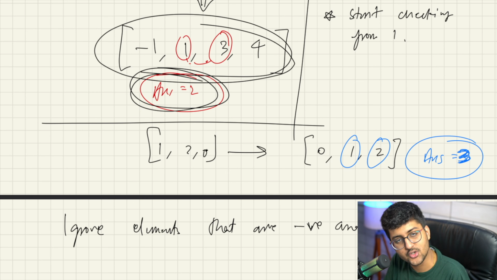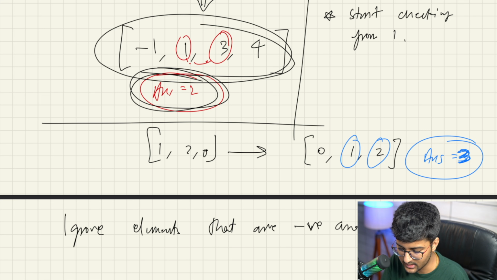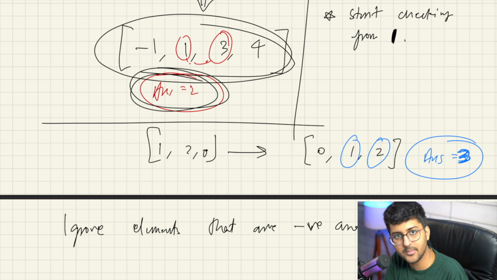This is just brainstorming. I am just running the example LeetCode is giving me. I am not doing anything different here. This is what LeetCode is saying. Then I will start checking from 1. Is 1 existing? Yes. Is 2 existing? No. 2 is the answer, and 2 is the missing number as well.